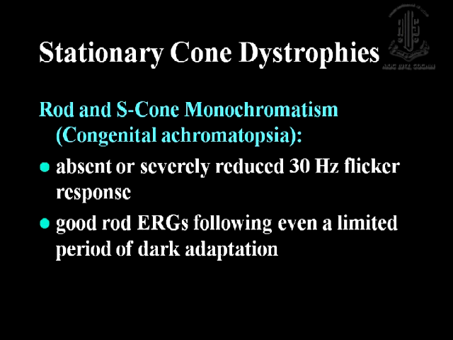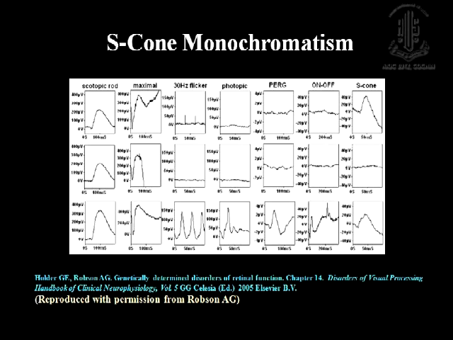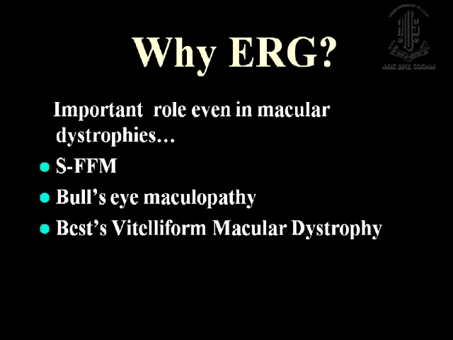Then there are certain stationary cone dystrophies like rod and S cone monochromatism, which we commonly refer to as congenital achromatopsia. And in this, what is important is the photopic ERGs and the 30 hertz flicker will be totally flat. As you can see, these patients present from childhood and usually are confused with cone dystrophy, whereas in rod and S-cone monochromatism, the photopic responses are undetectable. Rod responses are pretty good, and even if they are subnormal, following dark adaptation, they pick up quite well.